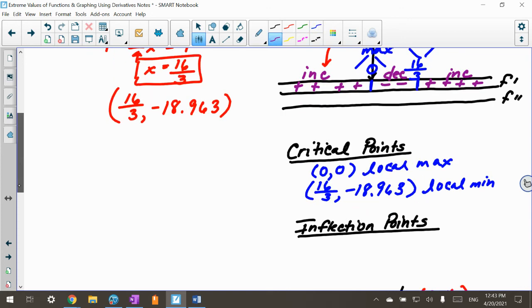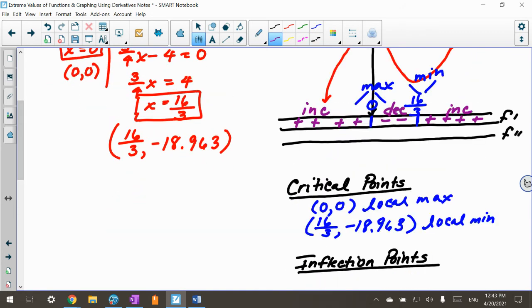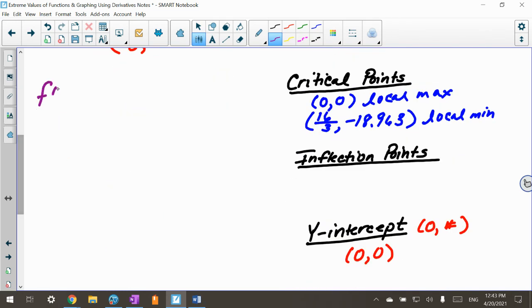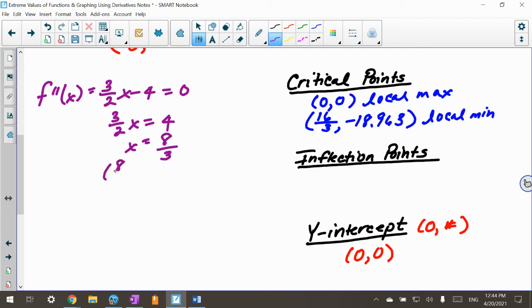Now we're going to do our inflection points. So here we go. We have to do f double prime for inflection. So f double prime of x is going to be 3/2 x minus 4 equals 0. 3/2 x equals 4. x comes out to be 8/3. So it's 8/3, something, and when I plug it back into my original, I get negative 9.48148. So I don't have inflection points, I just have an inflection point where it's changing in my concavity. So there's my inflection point.